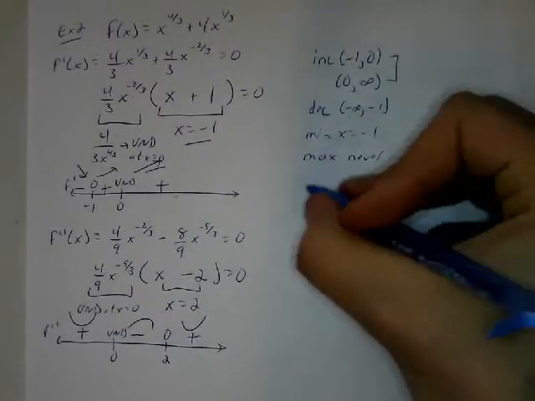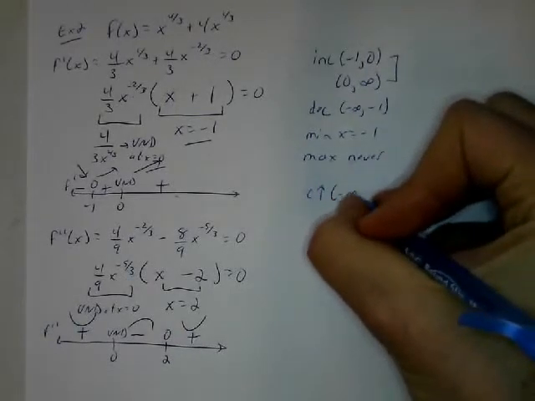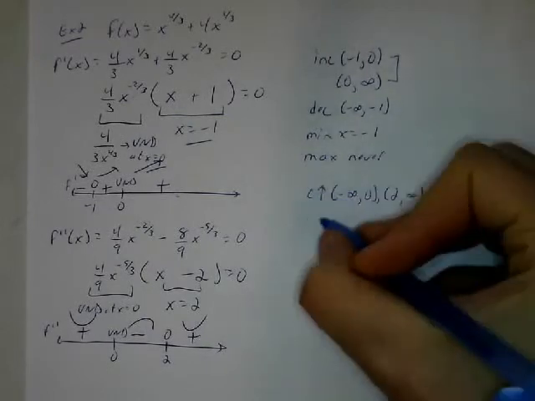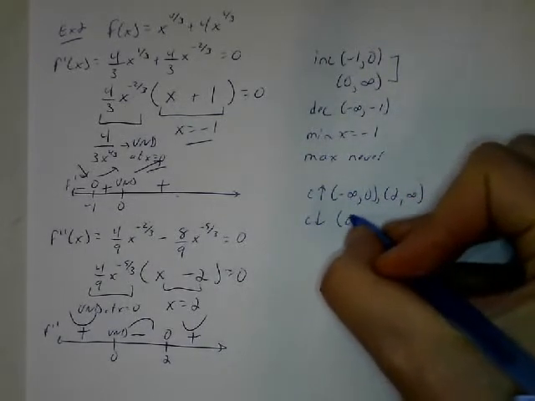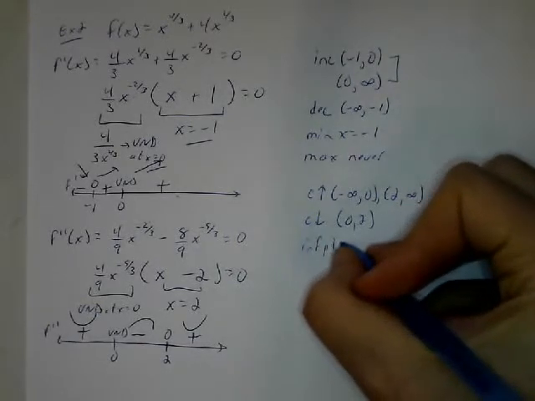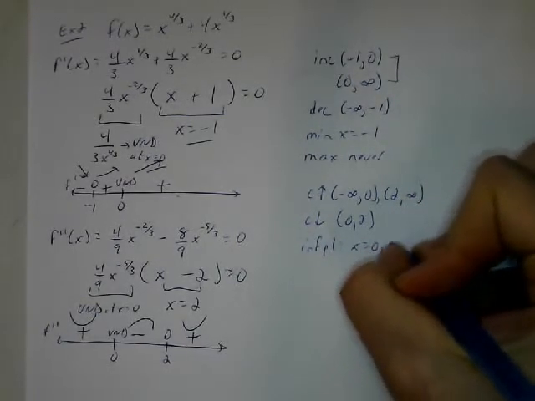So now, to summarize, we have concave up from negative infinity to 0 and from 2 to positive infinity, and concave down from 0 to 2. Inflection points at x equals 0 and 2.